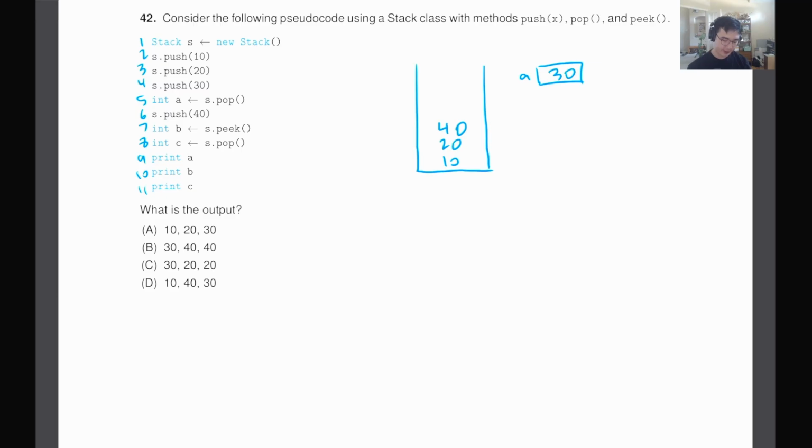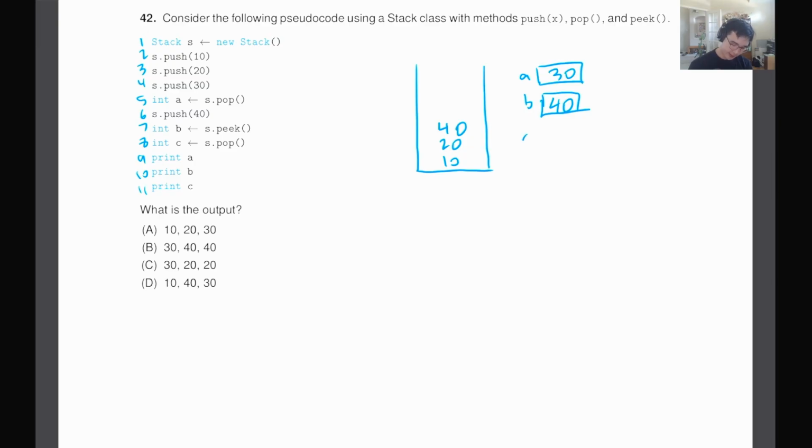Now on line 7, we're going to peek. Now, I don't know what you think about when you think about peeking, but I think of kind of looking at the top of the stack and saying, oh, I'm looking at you. I see the value is 40, and we grab that value, right? But we don't actually take the value out. We're just peeking at the value that is at the top.